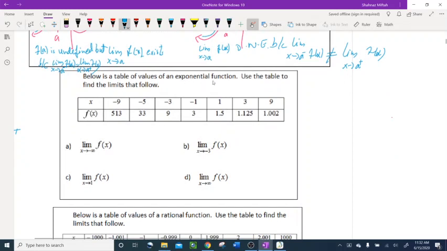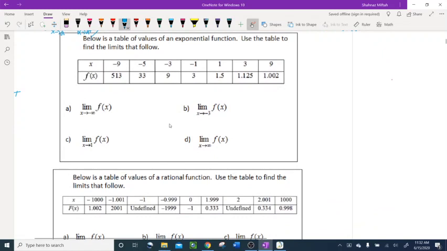Below is the table of values of an exponential function. Use the table to find the limits that follow. Now this is the numerical approach to limits. Now let's try how we're going to do this. You guys check the table. The table, this side is all negatives, this side is all positives, and these are all my y values.